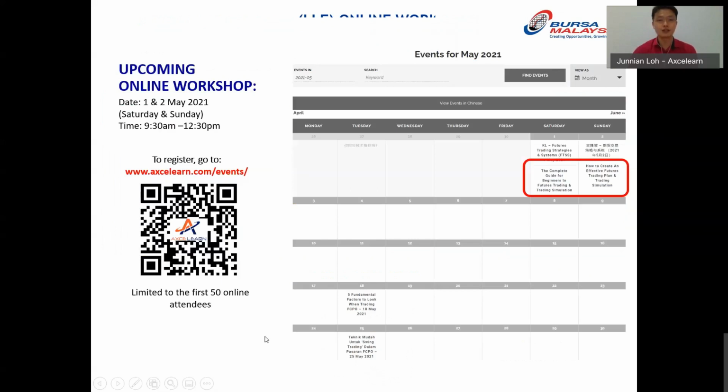After you scan the QR code, you will also be redirected to this calendar. You just focus on the bottom one. Click the bottom one on this calendar, 1st of May and 2nd of May. Click the bottom one.